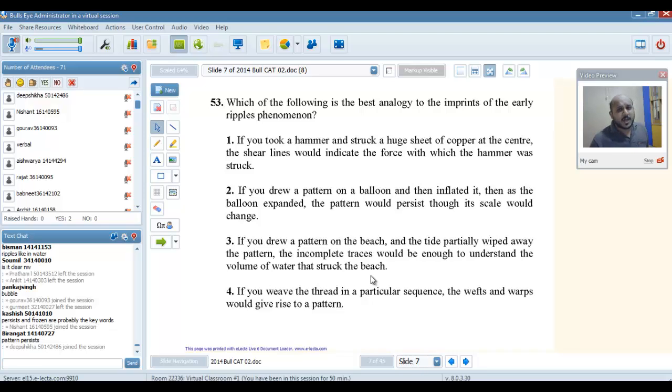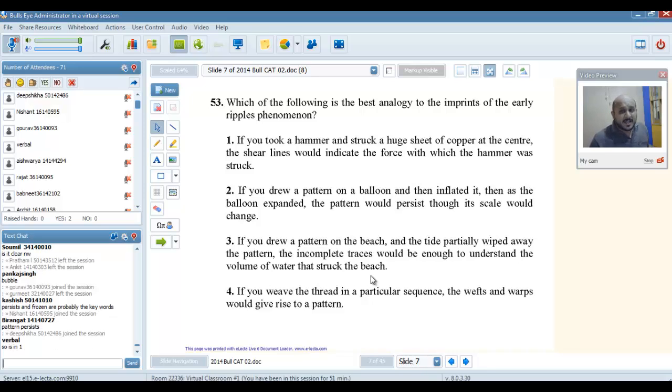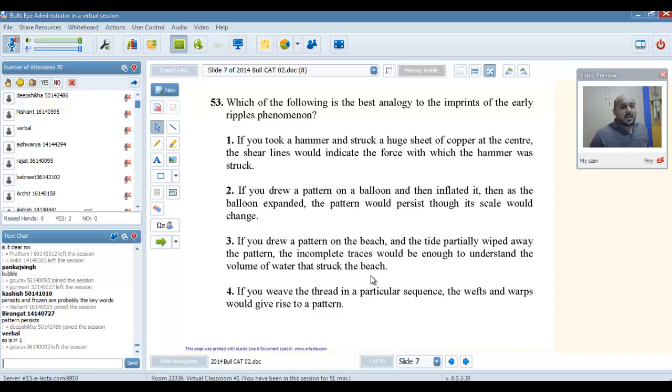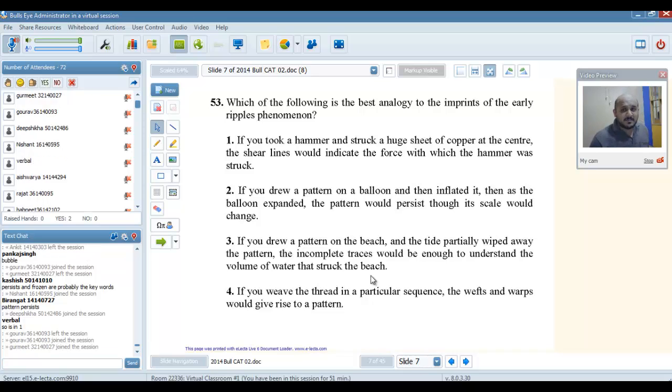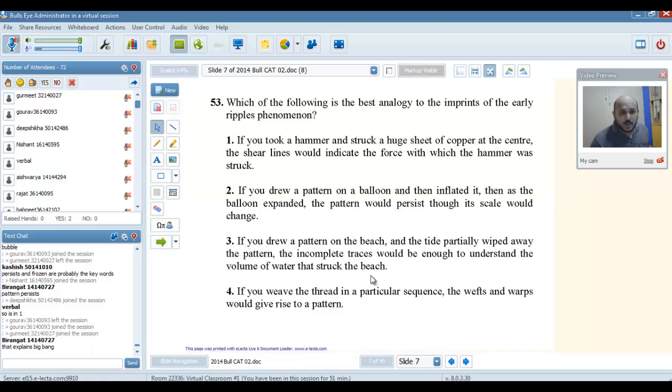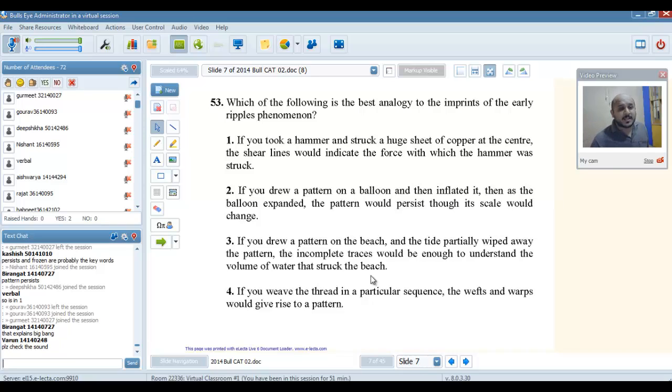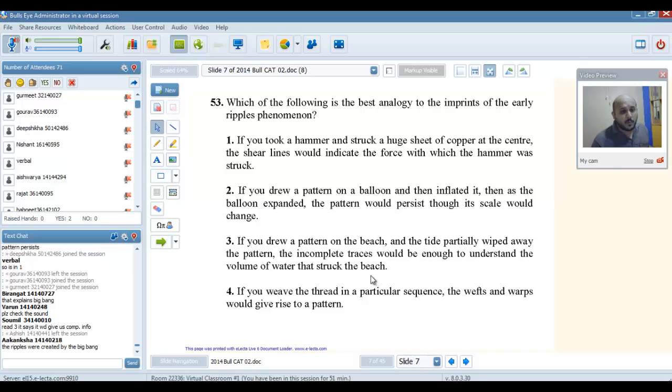Option number 1: if you took a hammer and struck a huge sheet of copper at the center, the shear lines would indicate the force with which the hammer was struck. The problem with 1 is, if I talk in parallel terms, you are creating the ripple here. The ripple is not meant to be created. The ripples have been stored and they are persisted. Similarly, in option number 2, the lines persist when the balloon expands. So that is the problem in option number 1.